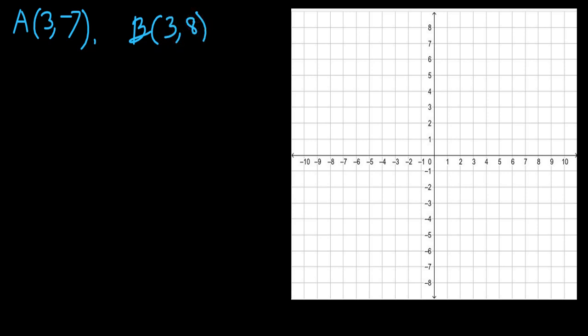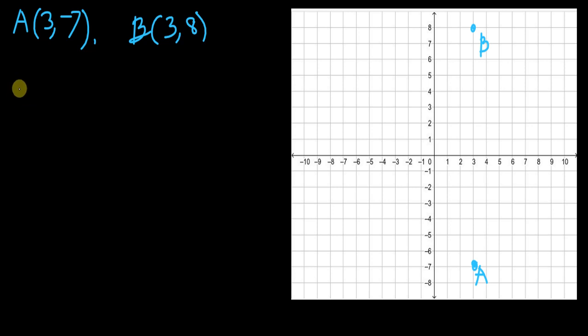Okay, kung ipa-plot natin siya, nasaan yung 3, negative 7? So, 3 and negative 7, so andito. Dito yung point A. How about yung point B? That is 3, 8. So, andito naman yan. So, it is point B. So, hanapin natin yung distance ng point A at point B.